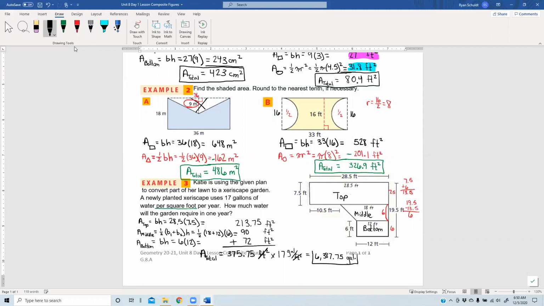That's our final answer. It asks us for how many gallons, not just the area. We had to find the area to get the number of gallons, but the area wasn't our final answer. So yeah, this one was tricky. This assignment's kind of tricky, but at least we made it through the lesson. So stay tuned for the guided practice.